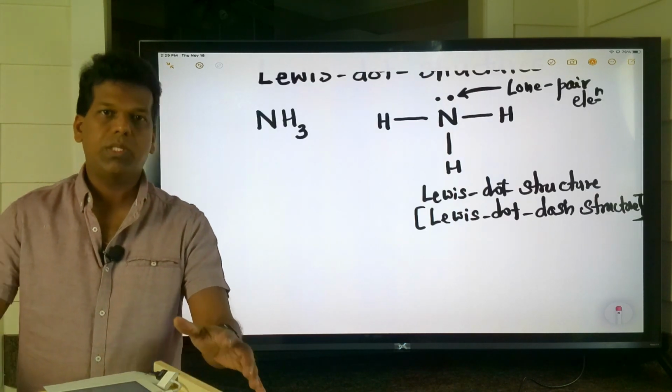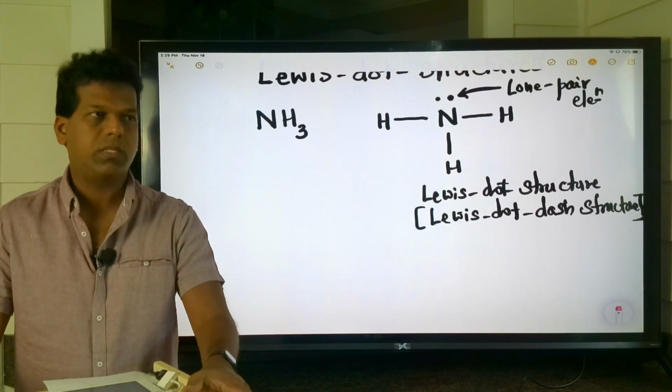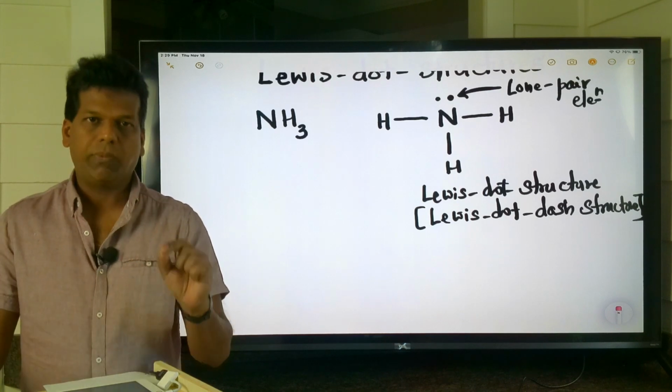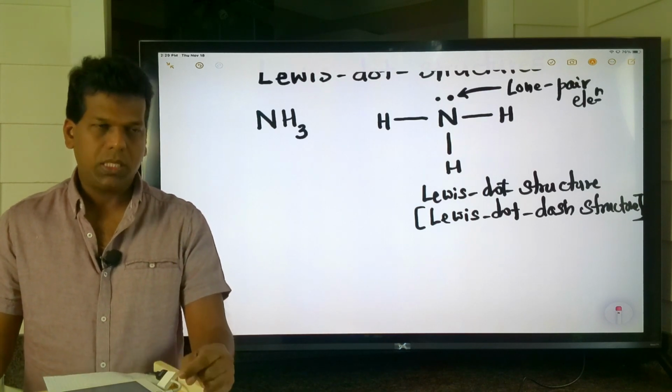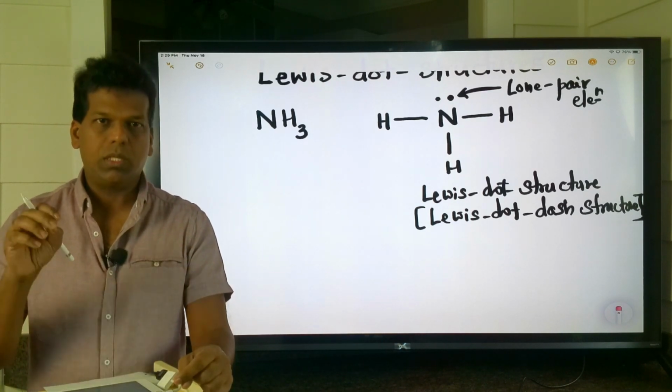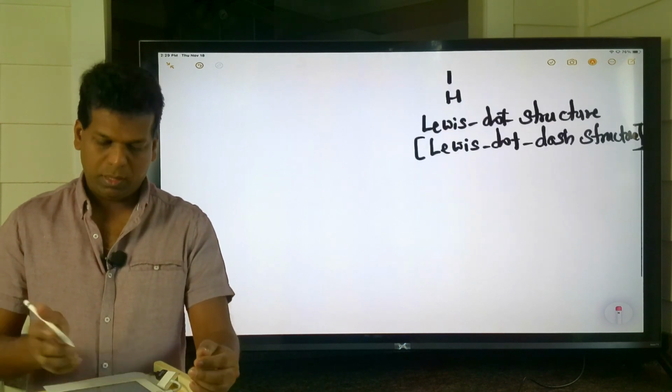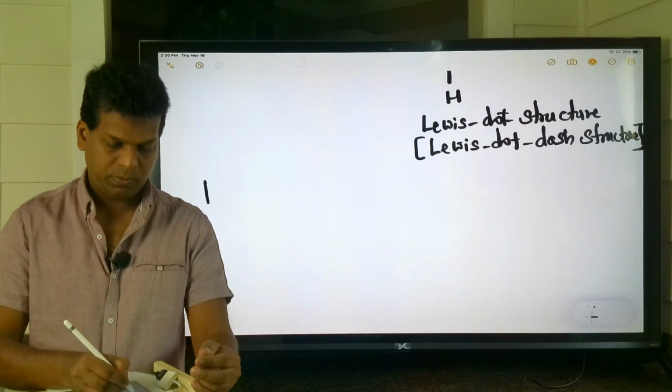In Lewis dot structures, what we do is we represent the valence electrons of elements or molecules using dots. That is why it is called dot structures. Let me write it down first.